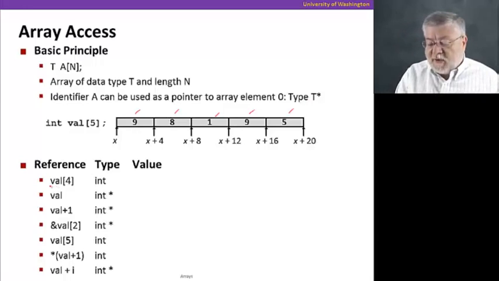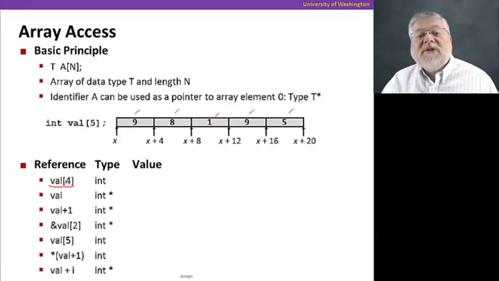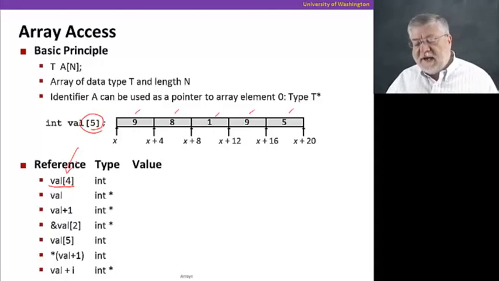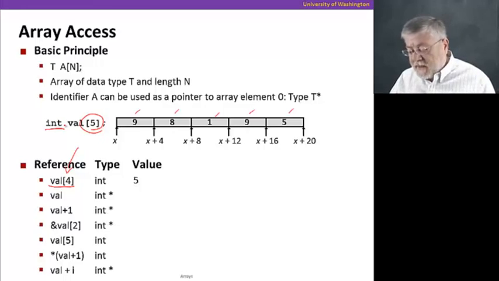We'll start off with an example of val sub 4. So we are actually looking here for the 5th element of the array because the indices start at 0. Okay, so although here we put a 5 for the total number, the actual index of the last element of the array is n-1, val sub 4. And its type, of course, is going to be an int because these are all ints in this array. So the value in this case is going to be the number 5, that last 5 that we see at the address x plus 16.